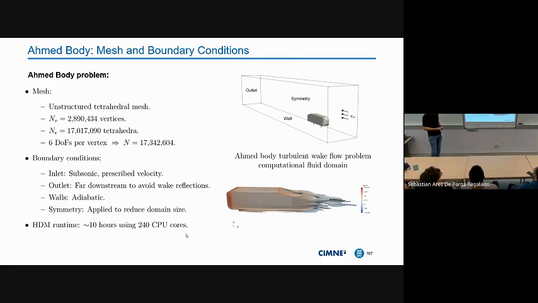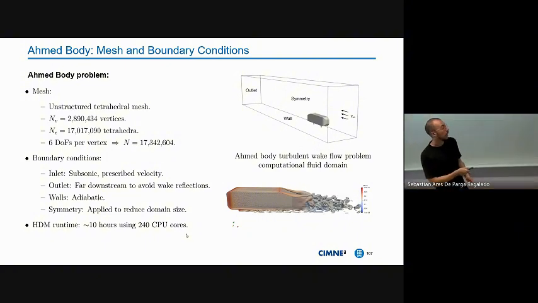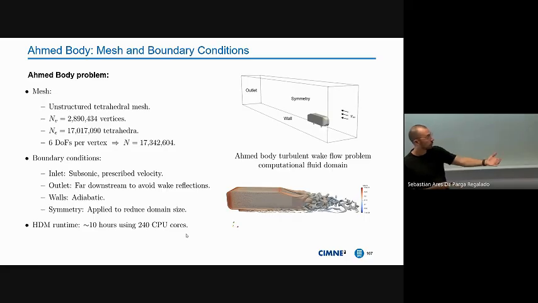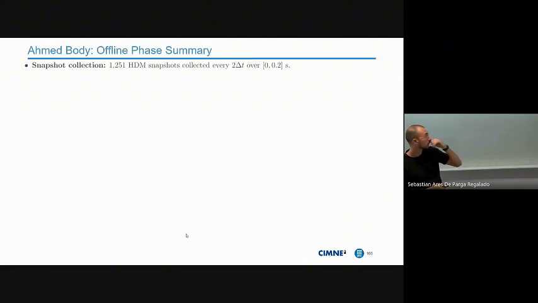And we have a symmetry plane on the right part. So let us go ahead and talk a little bit about the HDM. As I told you before, this was run on 240 CPU cores and was already taking 10 hours for 2 seconds. So this is something that requires both a lot of time and a lot of resources.